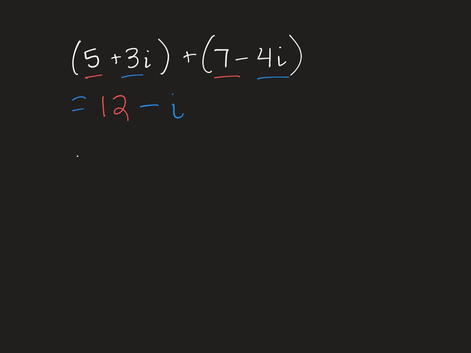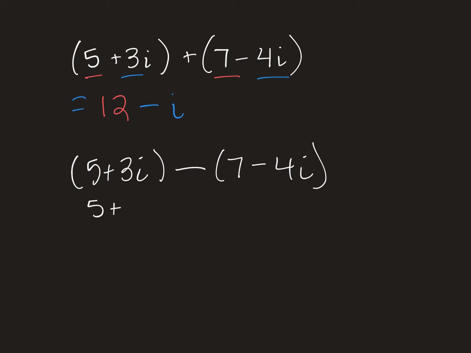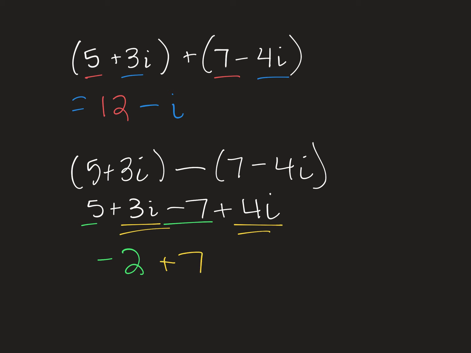Now, if you're subtracting, remember, when you subtract, you have to change the signs of everything in the second parenthesis. So -7 plus 4i, and then combine like terms. So this time we'll get -2 plus 7i. Right, so adding, you just combine like terms as is. Subtracting, change the signs inside your second parenthesis, or distribute that negative through.